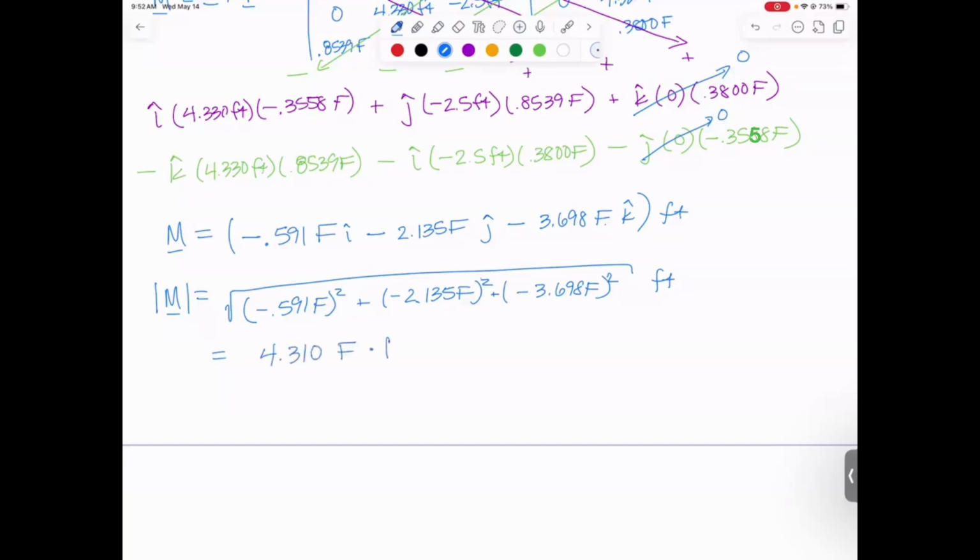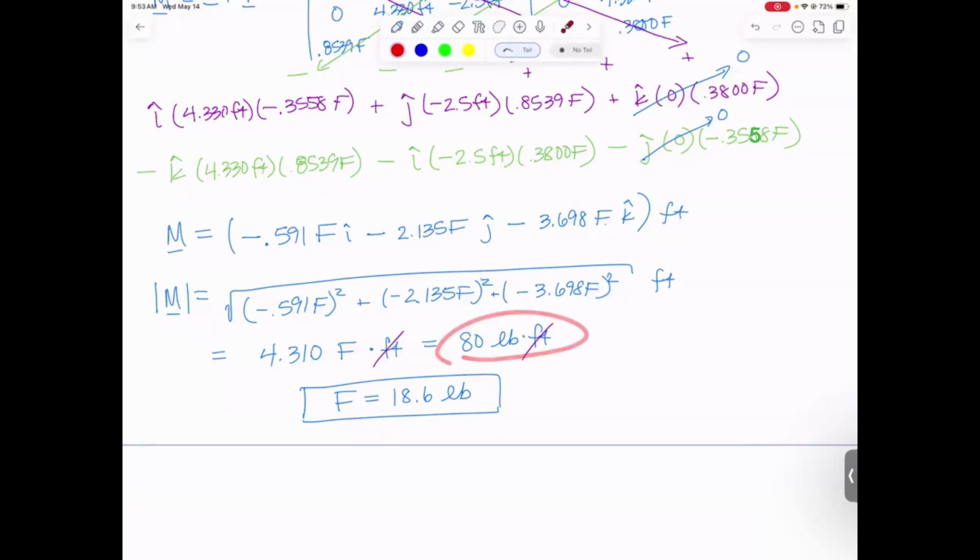And simplifying, we get 4.310 F times feet, because all those numbers had feet associated with them. That all has to equal our 80 pound-feet. So the feet cancel, and we'll get an answer in pounds. So solving, we get that F equals 18.6 pounds. So what this means is that when F has a magnitude of 18.6 pounds, it will be just a big enough force that it will cause a moment about point C that has a magnitude of 80 pound-feet.